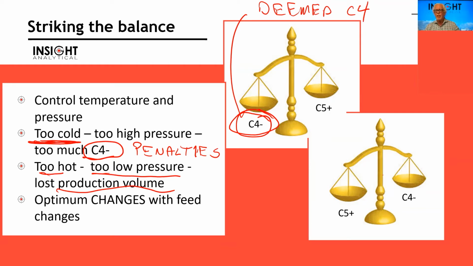And if everything else ran stable, it wouldn't be that hard to find your set points. You pull a few lab samples, you'd find out, well, this is my optimum temperature and pressure. The issue is that optimum temperature and pressure changes constantly. It changes with every change in the feed composition. It can even change with ambient temperature.